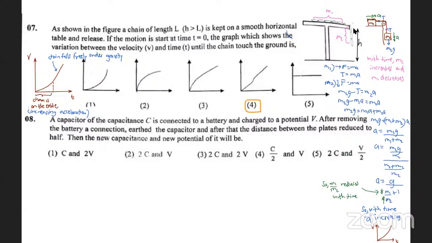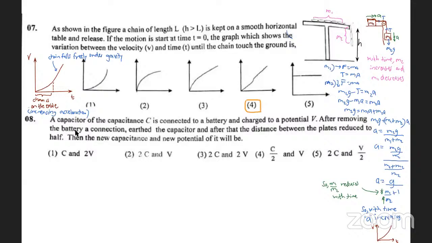They should have mentioned whether the chain is hitting the ground while some part of the chain is still on the table. H must be this definitely, because that height of H doesn't make any sense. So please change this if you have taken a printout of the paper. Right, that's it. It's a very good question. It's a basic concept, but you have to think in a different way.